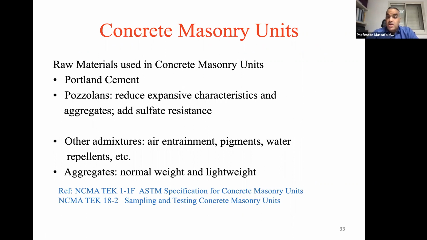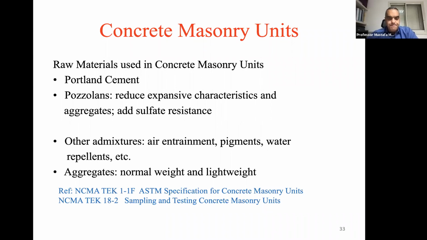Okay, from its name, it's concrete masonry. So the concrete blocks are made from the same components of concrete material. So we have Portland cement, we have pozzolans, aggregate, other admixtures such as air entrainment, pigment, water, and water repellents. Aggregate could be normal weight aggregate or lightweight aggregate, and for masonry, we rarely use normal weight, but typically we use medium weight to lightweight for structural applications.